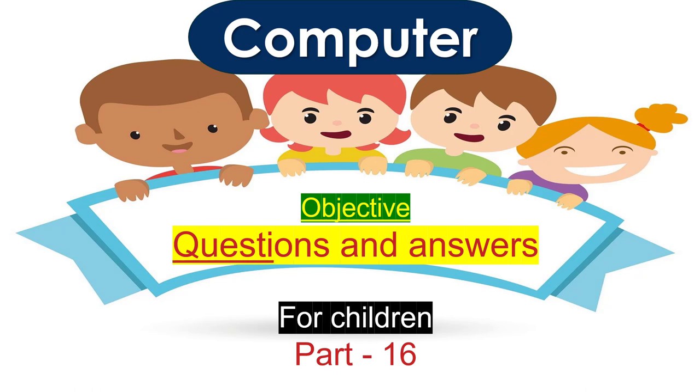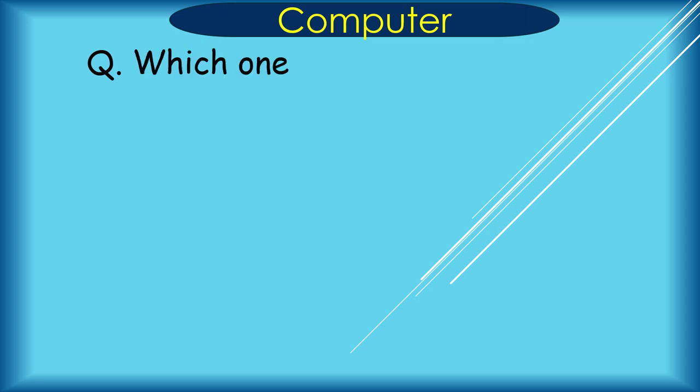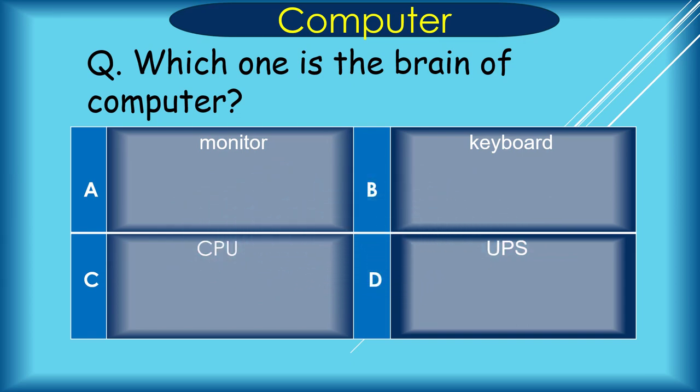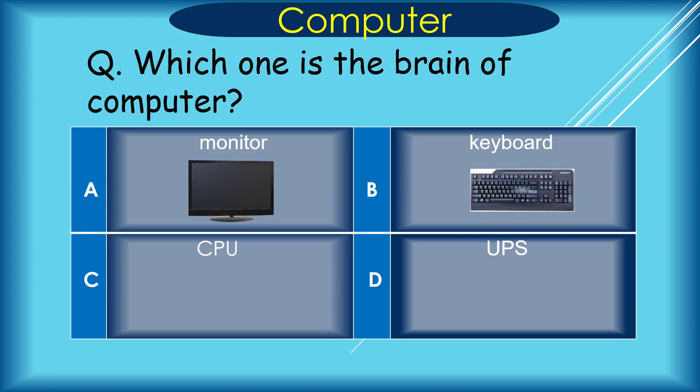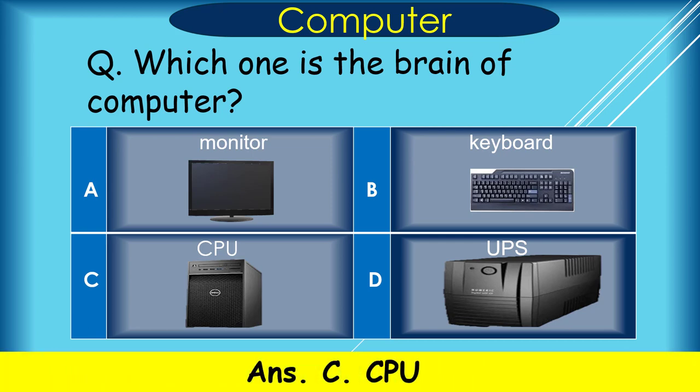Computer Objective Questions and Answers for Children, Part 16. Question: Which one is the brain of computer? A monitor, B keyboard, C CPU, D UPS. Correct answer is C CPU.